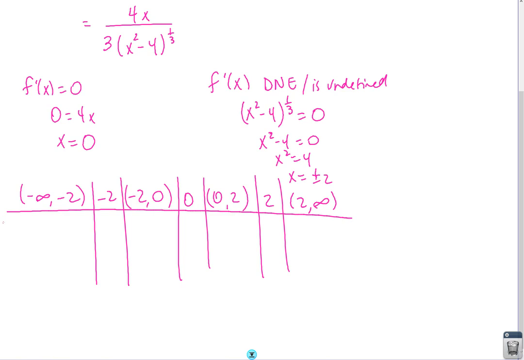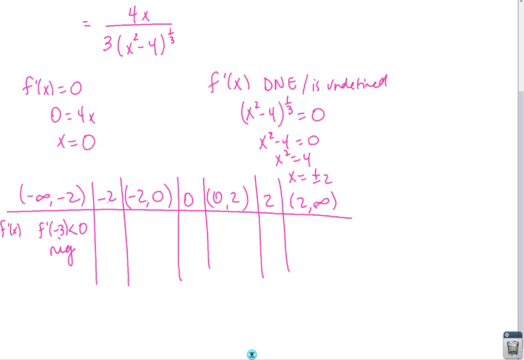So my derivative. Let's talk about what's happening on the derivative. I'm going to plug in f prime of negative 3. This one's a little bit more difficult. Well, I know that it's got to be negative in the numerator, because negative 3 times 4 is going to be a negative. Let's see, negative 3 squared is 9. 9 minus 4 is positive 5. So even if I take the cube root, it's going to be a positive. So I have a negative divided by a positive, so that's going to be a negative.